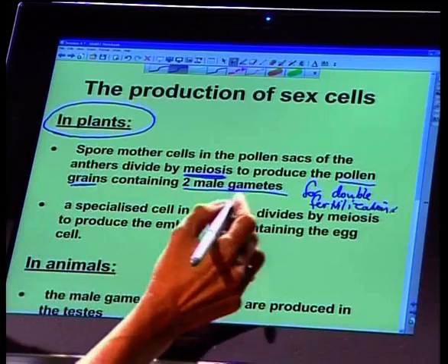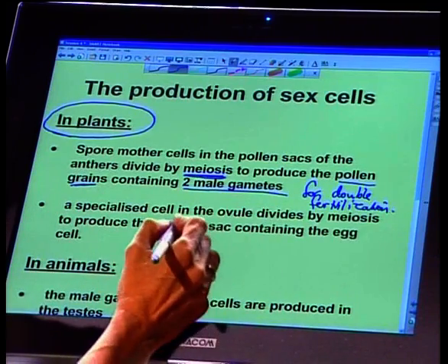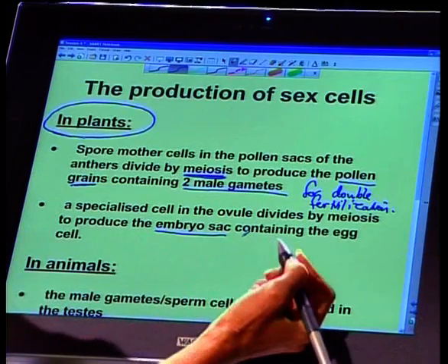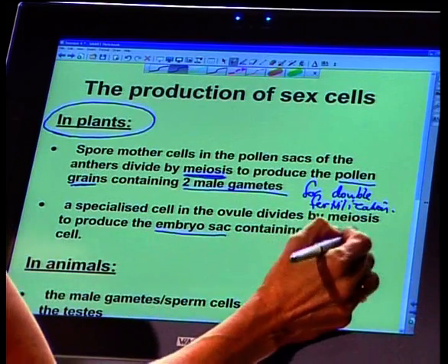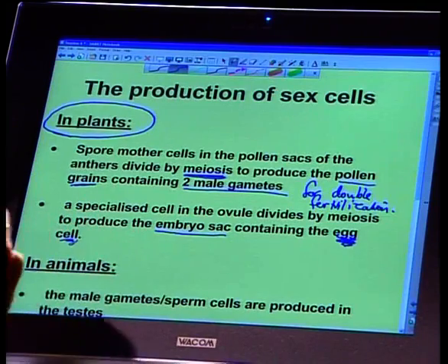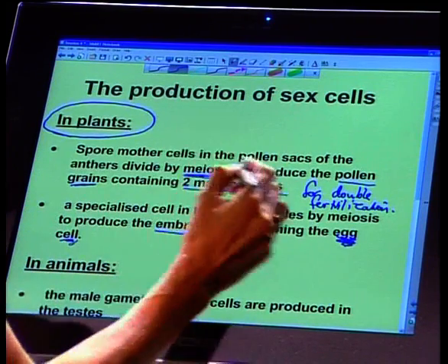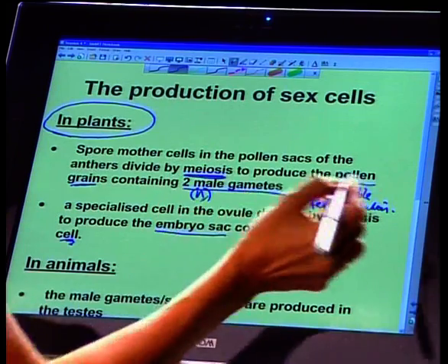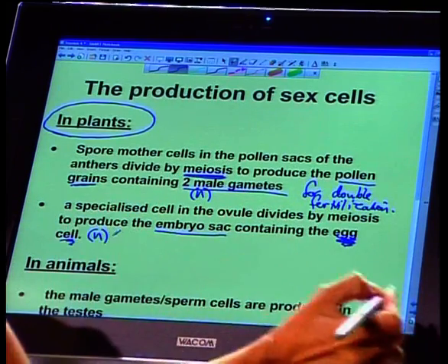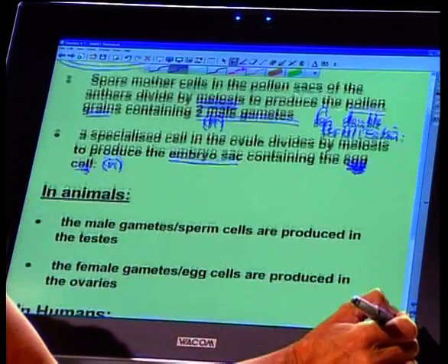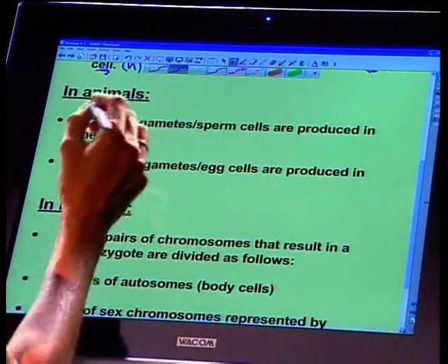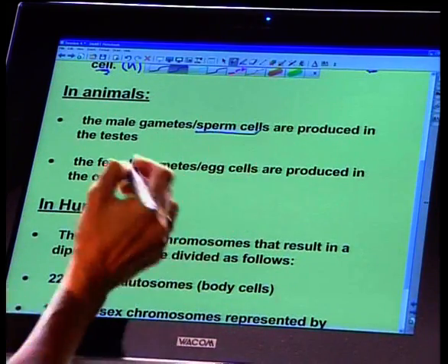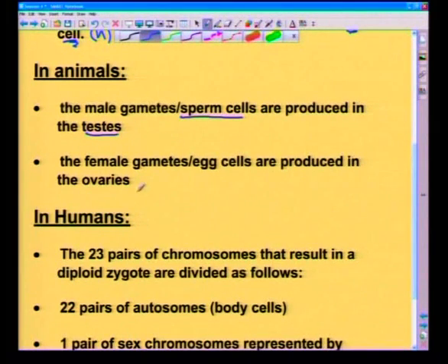A specialized cell in the ovule divides by meiosis to produce the embryo sac, and inside that embryo sac we are going to have our little egg cell. Your male gametes are going to be haploid, and your egg cell is haploid. In animals, what do we have? Your male gametes or sperm cells are produced in the testes. In the female, your egg cells or female gametes are produced in the ovaries.